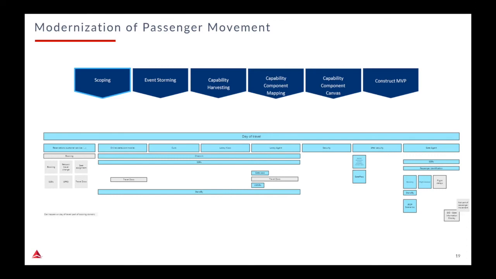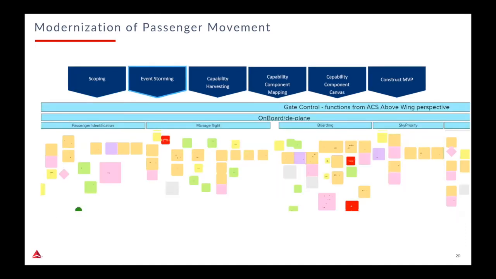So as we started to have that, we started to come into what our boundaries are. And that's really from the curb, all the way to the gate agent. And that's when you're on the aircraft. And that's how we've defined passenger movement. So from that, then we start to go through event storming.